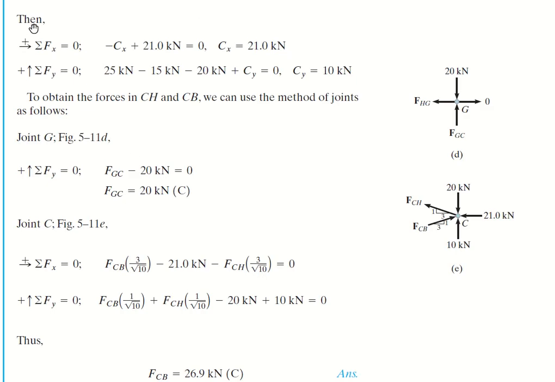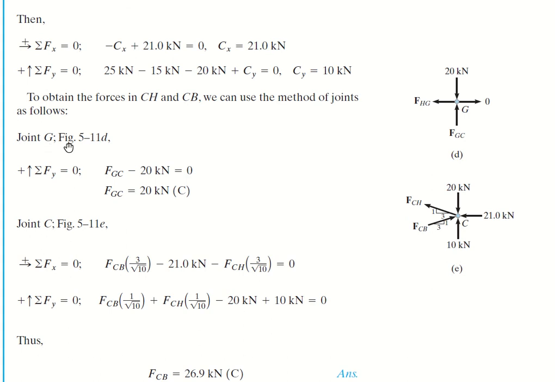After determining FAE, then summation of Fx equals 0, and in the x direction we have Cx and this FAE. So we will get the value of Cx equal to 21 kilonewton. Summation of Fy, we have 25 kilonewton, which was the reaction at point A, 15 kilonewton, which is an applied load, minus 20 kilonewton, which is also an applied load, plus Cy. So we can determine Cx and Cy, which are 21 kilonewton and 10 kilonewton respectively. To obtain the forces in CH and CB, we can use the method of joints as follows.